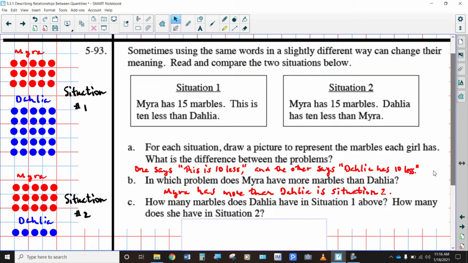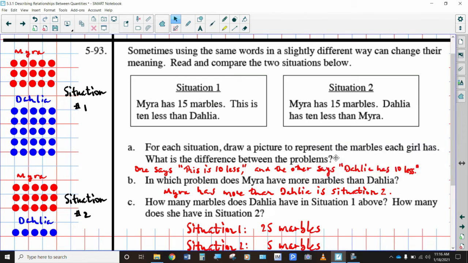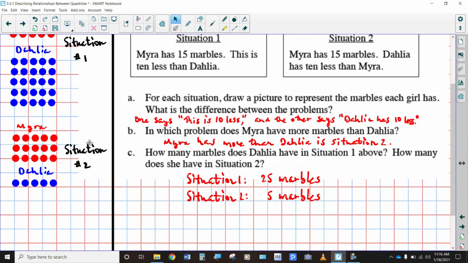And how many marbles does Dahlia have in situation 1, and how many does she have in situation 2? Well, it looks like she's got 25 of them in situation 1. Well, I guess what Myra had, 15, was 10 less than what Dahlia had, so she must have had 25 because 15 is 10 less than that. And there you go. Situation 1, she had 25 marbles. Situation 2, she had 5 marbles. So just by subtly changing around wording, you get a completely different meaning for the situation.